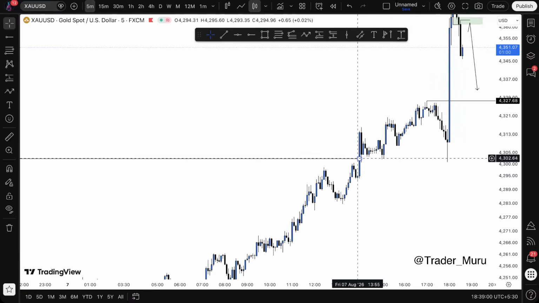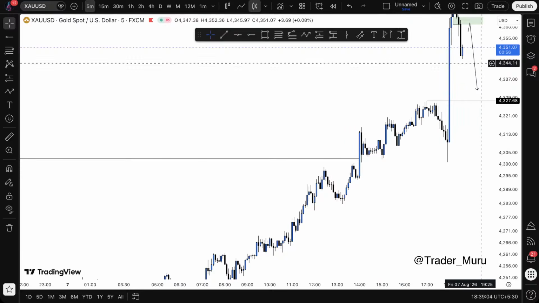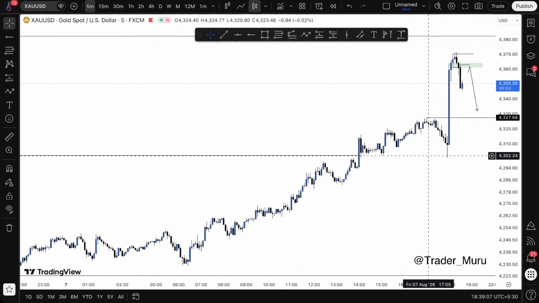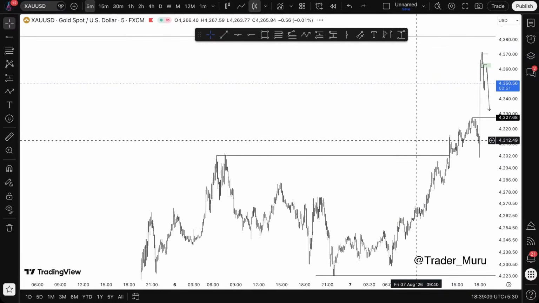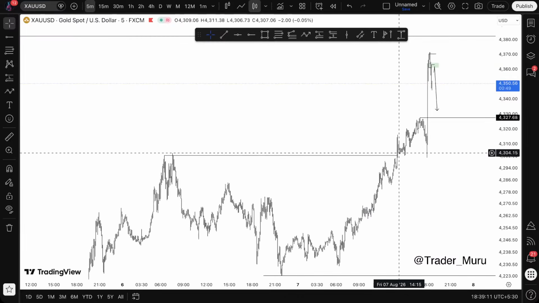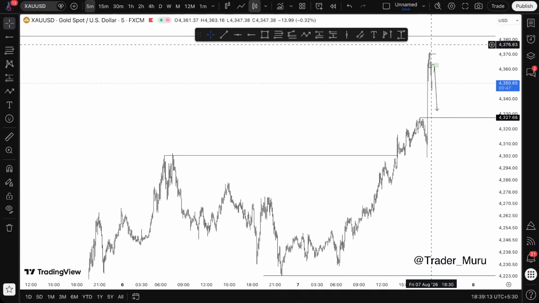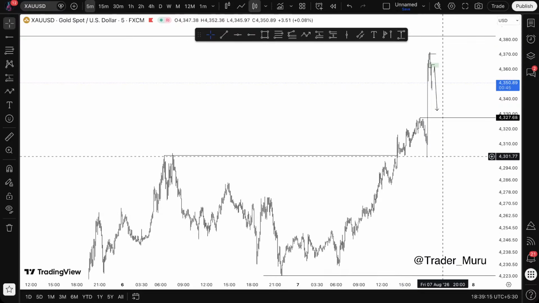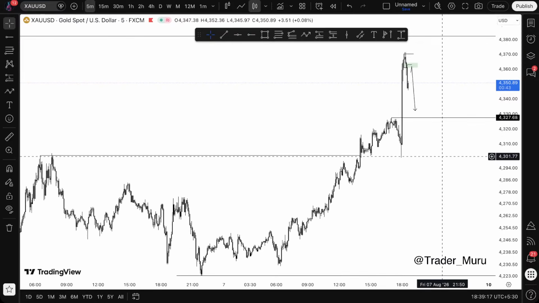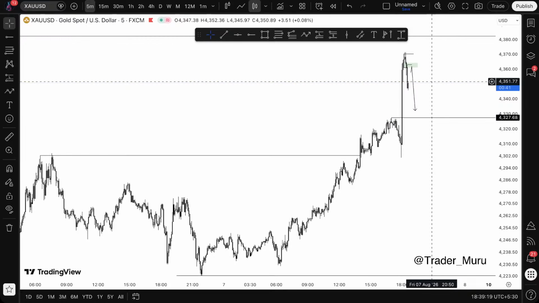Here, many of you were talking that it can test this area before the test of this mitigation block. But what I told you is that it will test this area and pump again. If it pumps before the test, it will pump from this area again. But what we have is a test of this area first and then a pump.